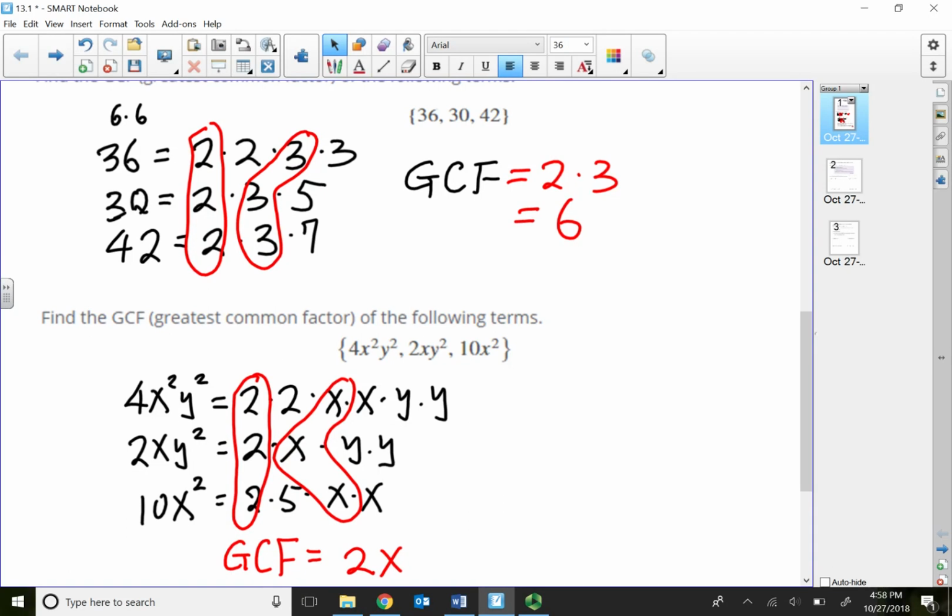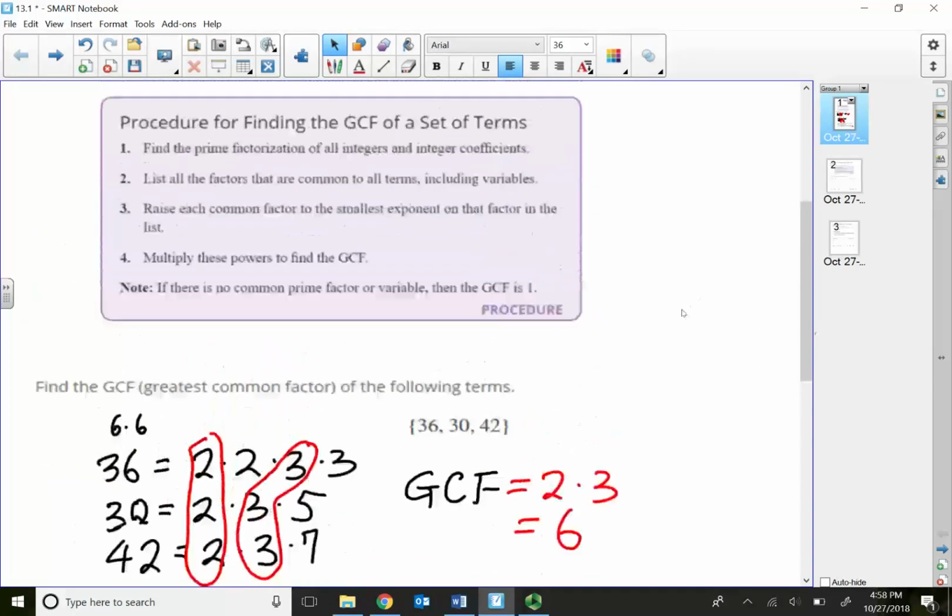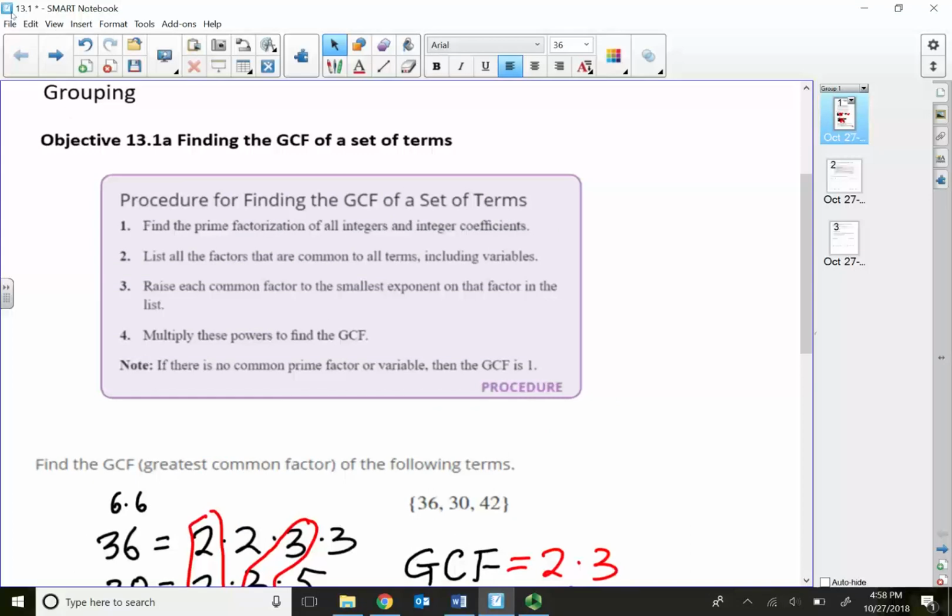It's very important that we know the greatest common factor, because when it comes to factoring polynomials, where we have to factor out our greatest common factor, if we don't see the greatest common factor, or if we cannot find it, then our polynomial is not factored completely. So be very careful as we go along in module 13.